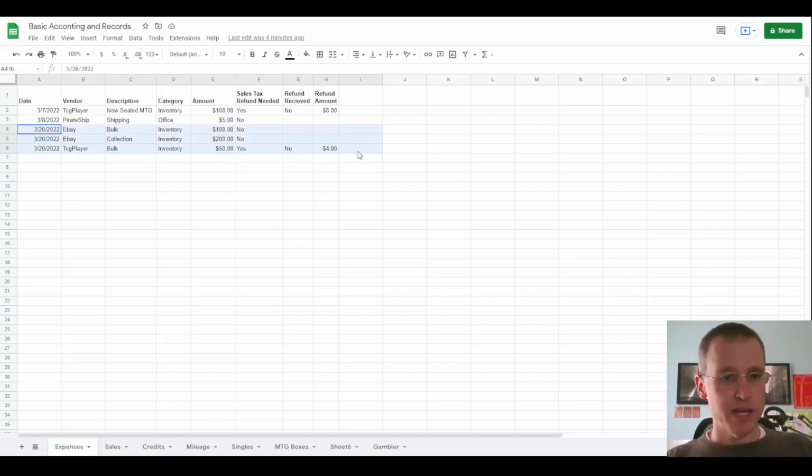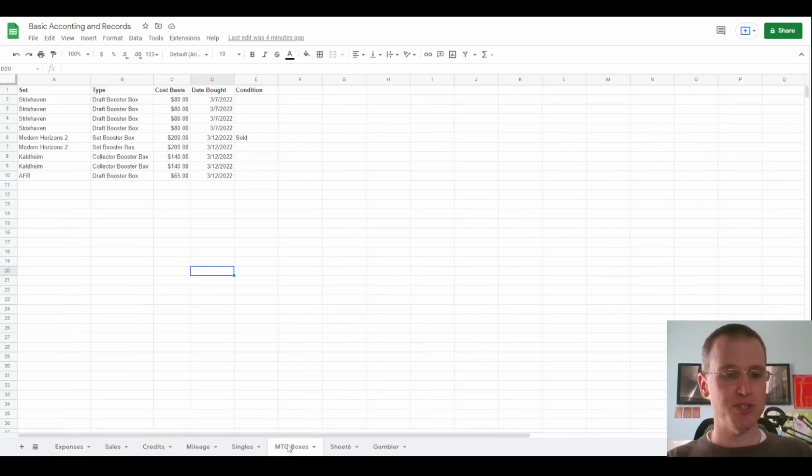So let's pretend we bought these three things. We bought some bulk off of eBay, a collection off of eBay, and some bulk off of TCG Player. We paid $100, $200, and $50 respectively. And of course, we're diligent, so we keep track of whether or not we need a sales tax refund. Of course, you have your sales tax certificate on file with eBay, correct, so that you're not paying sales tax there. And even if you have it on file with TCG Player, they charge you sales tax, but they'll refund it at the end of the month.